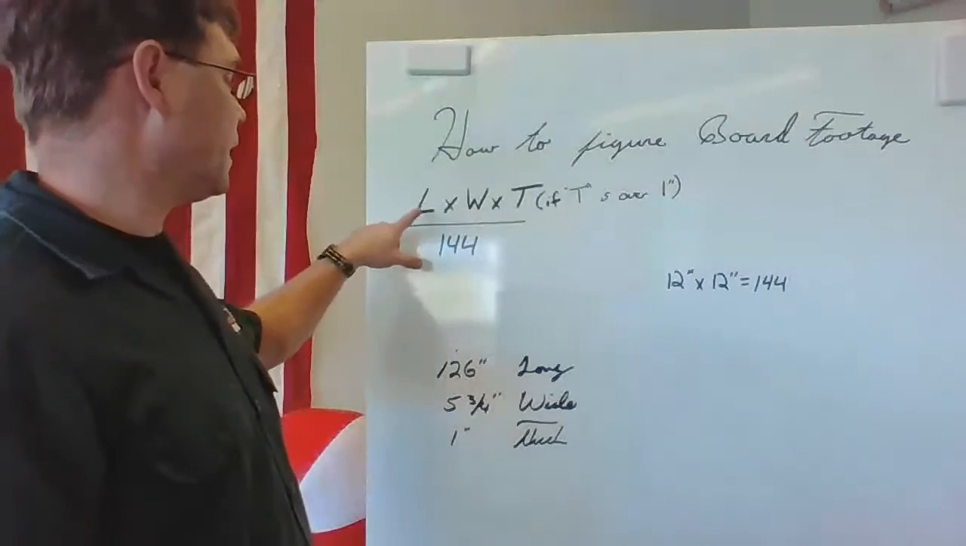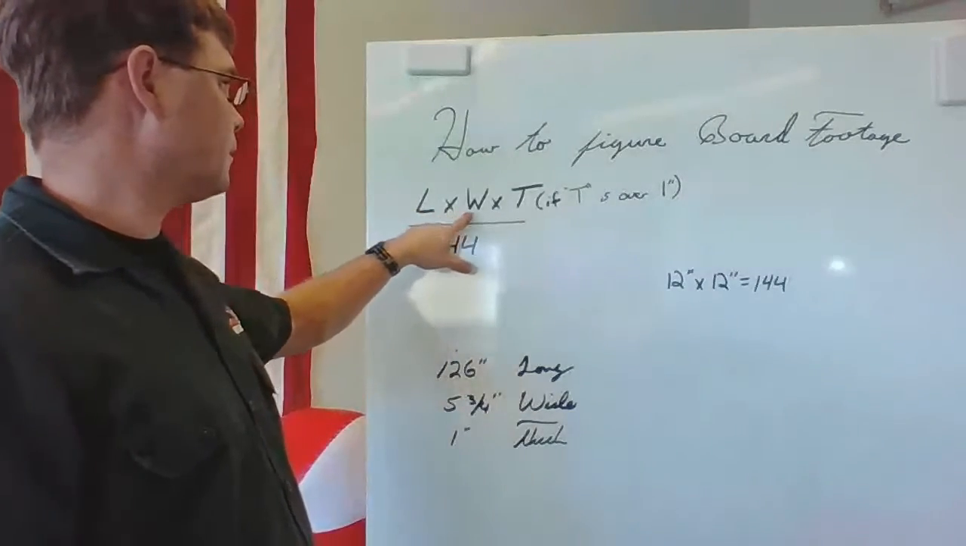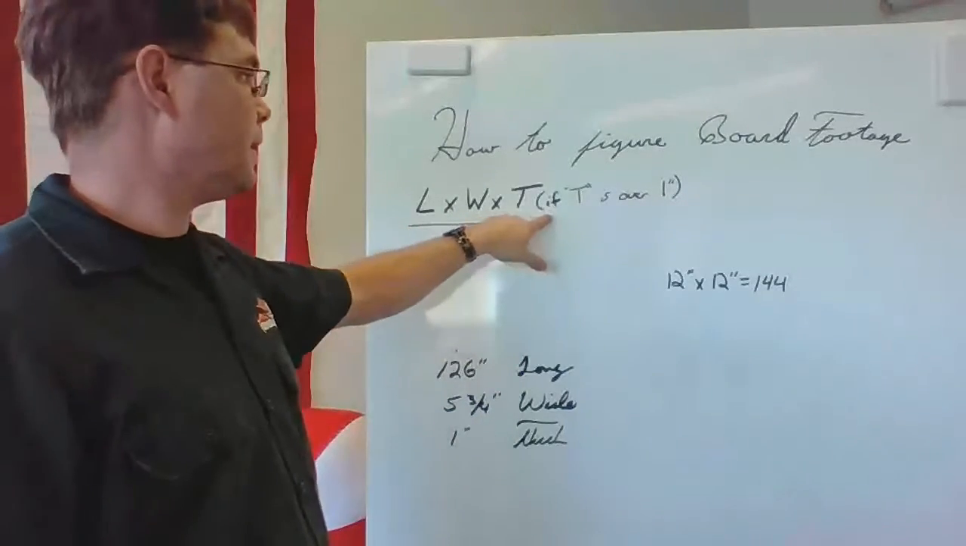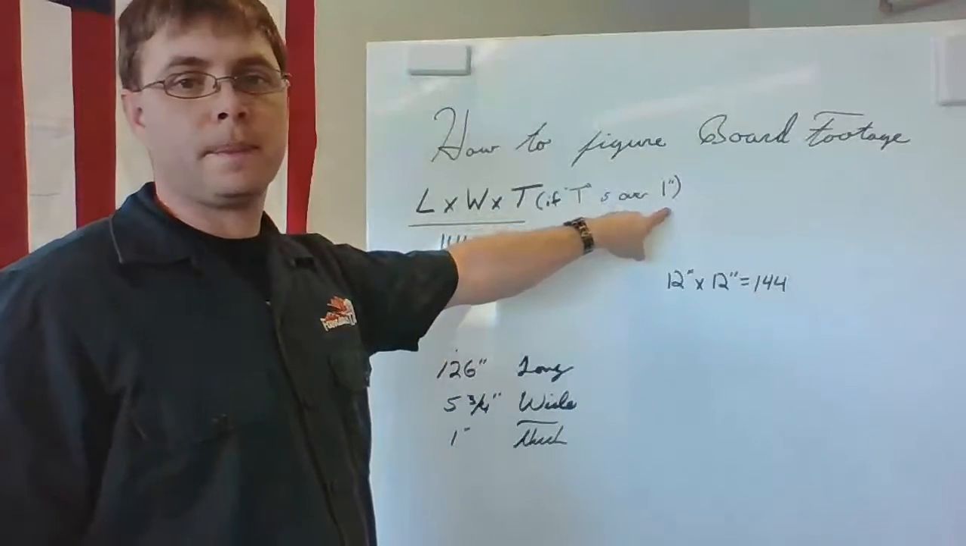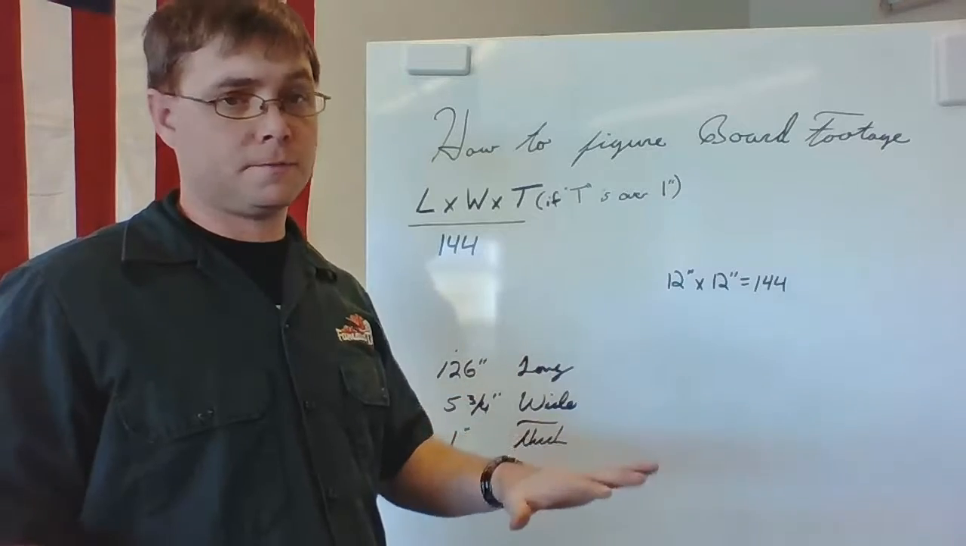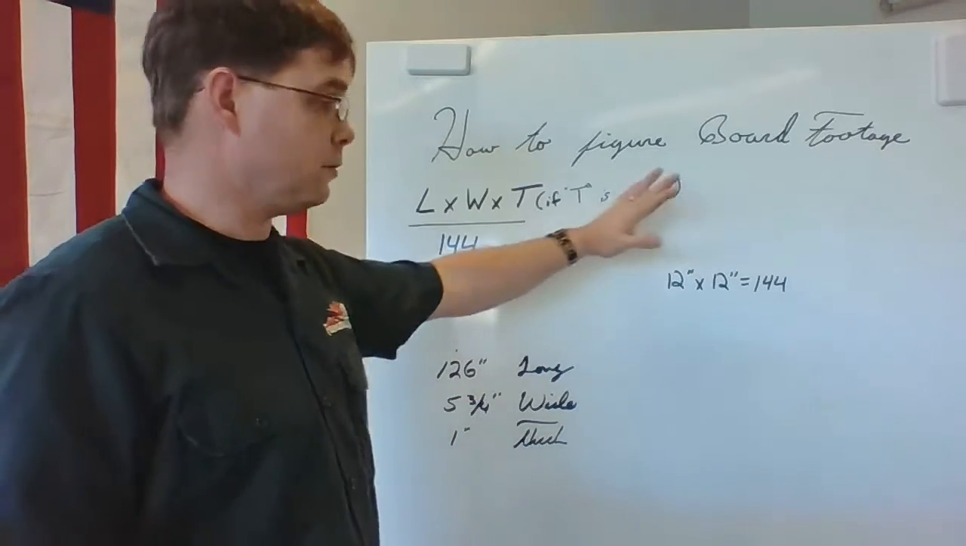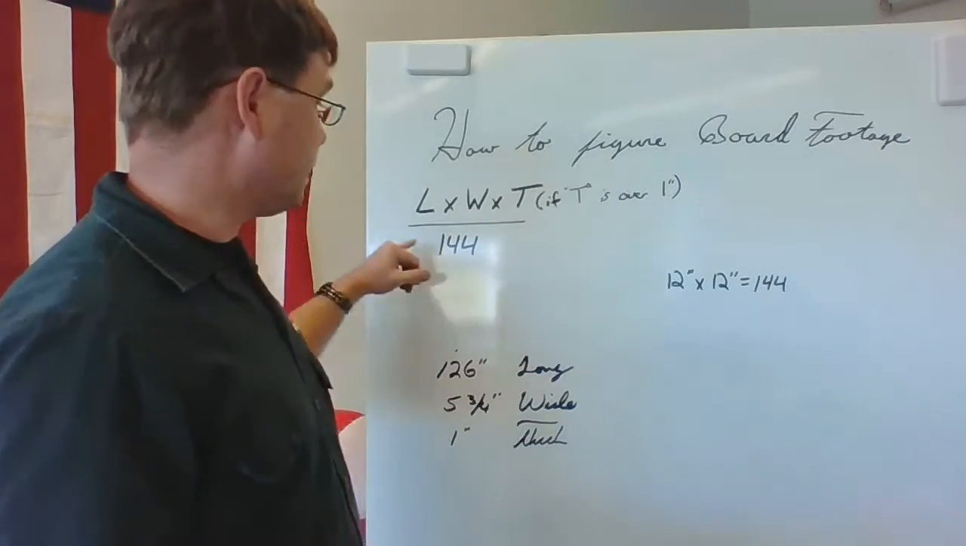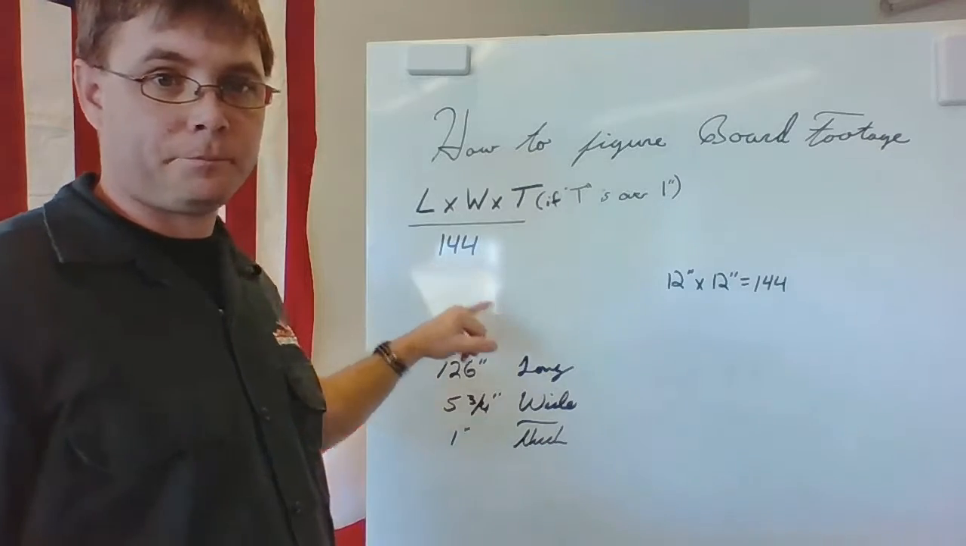So to figure that, it's length times the width times the thickness, if the thickness is over 1 inch. If the thickness is less than 1 inch, 7/8, 3/4, half inch, then you don't need to do that. It's only if it's over 1 inch. And then you divide that by 144.